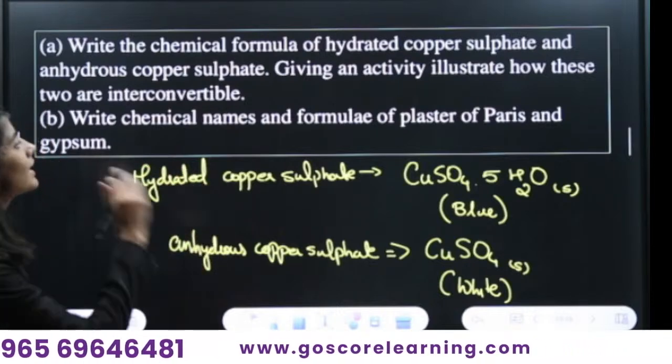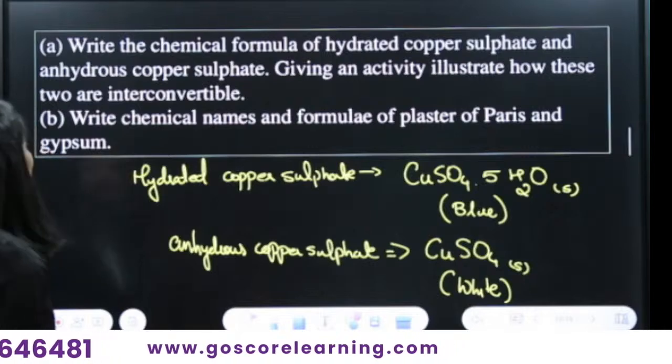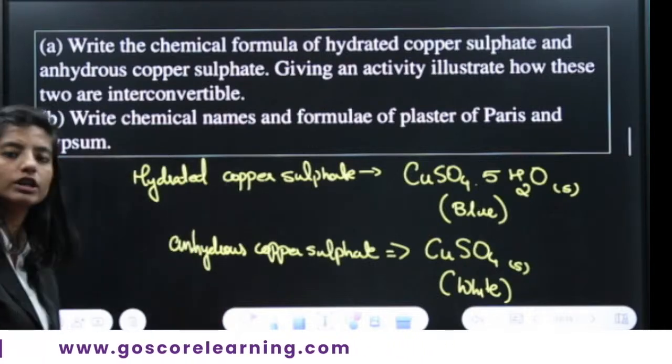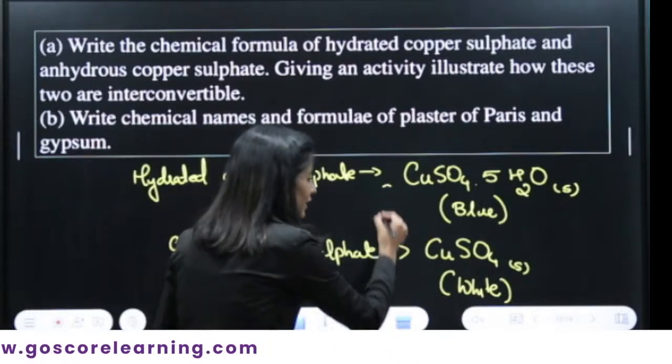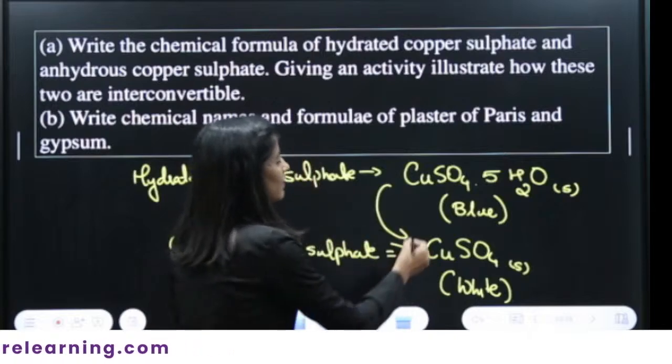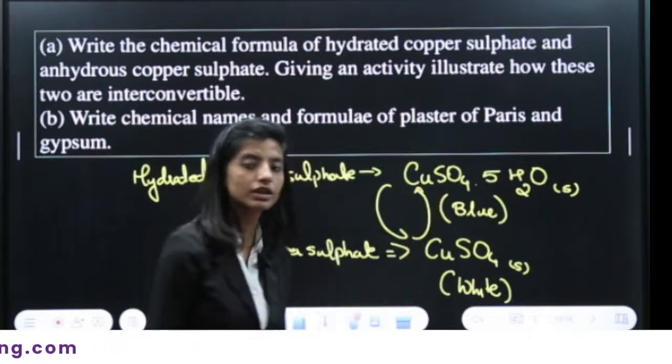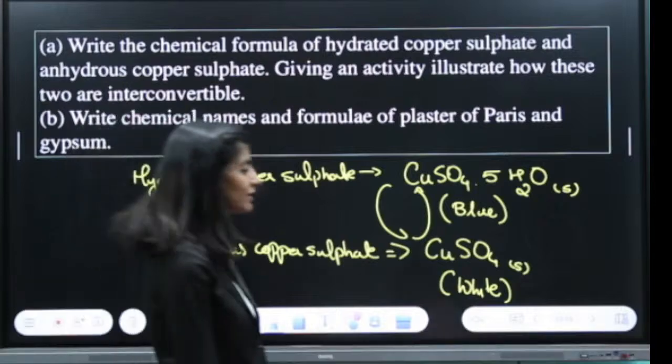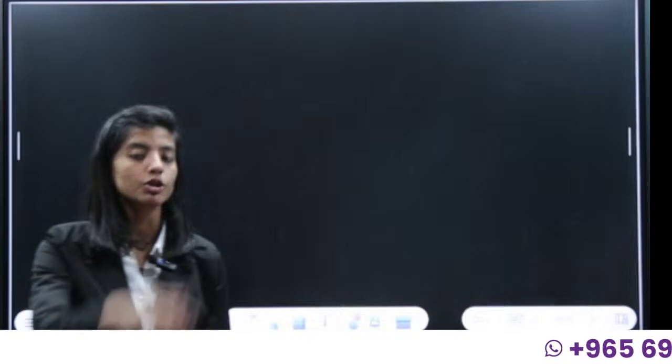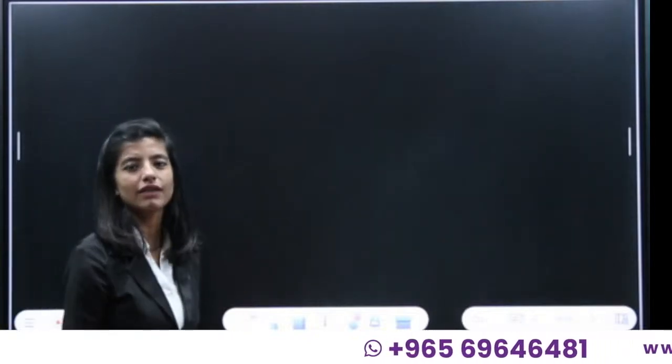Now, as an activity, let us illustrate how these two are interconvertible. We have to convert hydrated copper sulfate into anhydrous copper sulfate, and anhydrous copper sulfate back into hydrated copper sulfate. For that, we have to do an experiment. I told you that drawing diagrams is pretty important, so look at my drawing skills now.